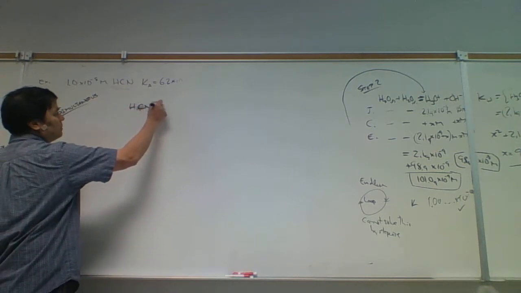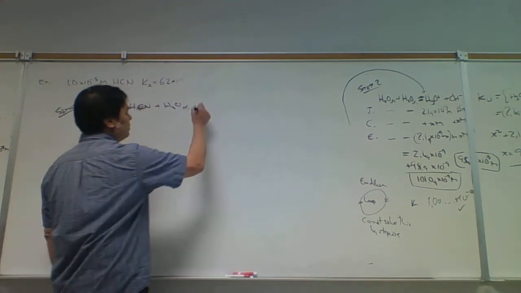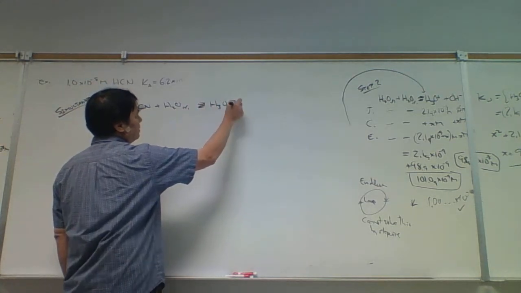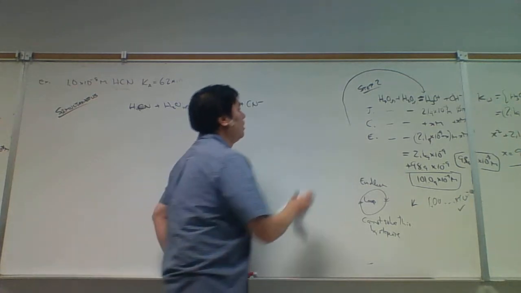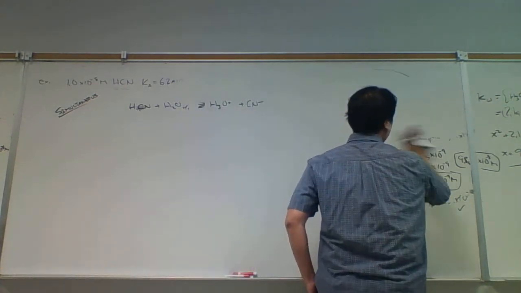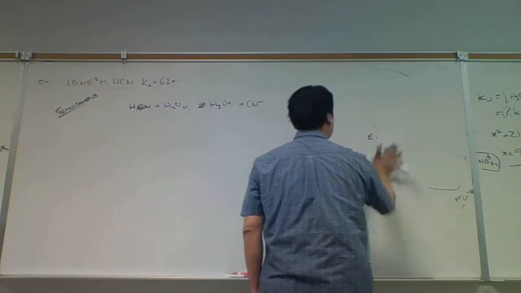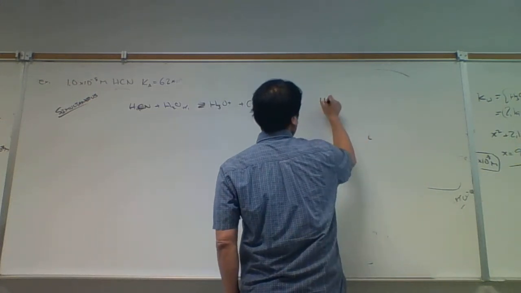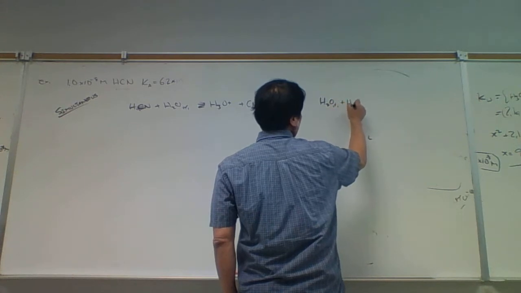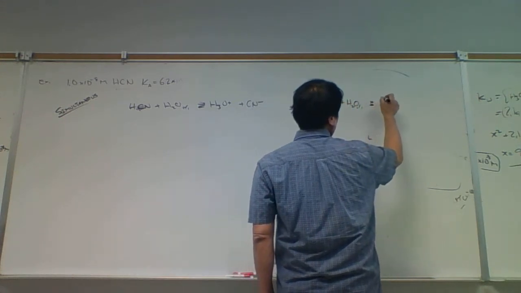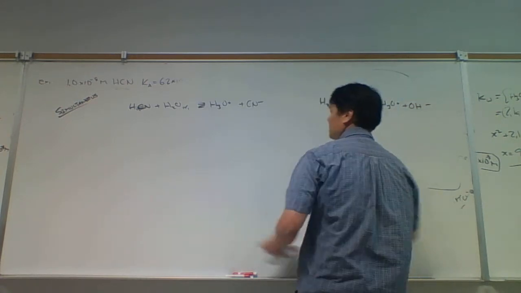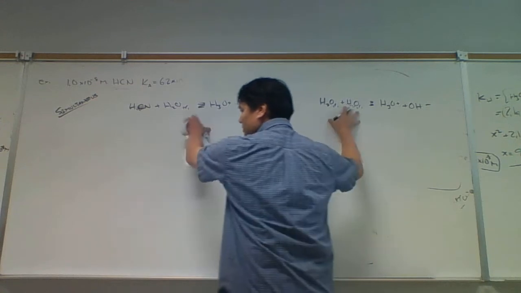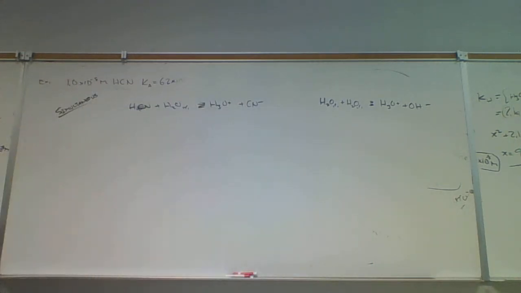It doesn't matter which one I write here. I'm just going to write HCN plus water yielding H3O plus and CN minus. At the same time, I'm going to solve the water equilibrium: H2O liquid plus H2O liquid yields hydronium and hydroxide. What I don't want to do is solve one and then solve the other. I want to solve both together. And so I have to figure out how we're going to do this.